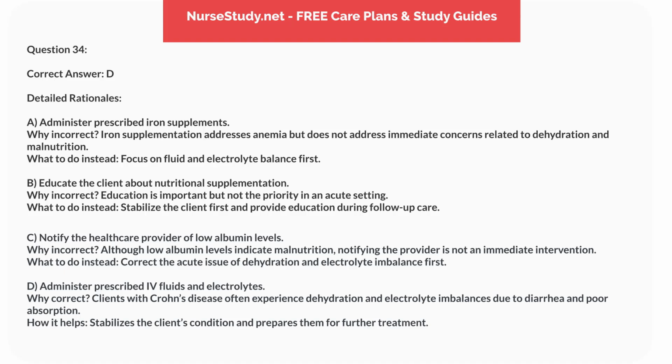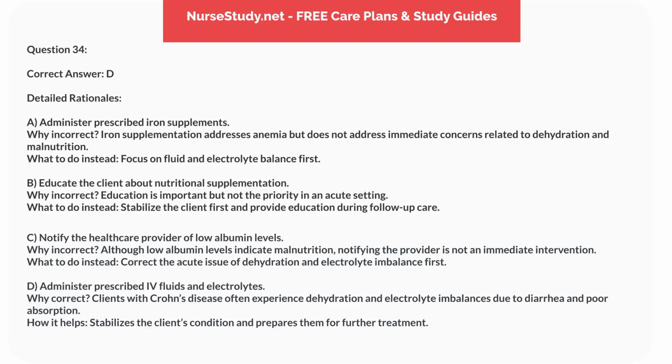A. Administer prescribed iron supplements. Why incorrect? Iron supplementation addresses anemia but does not address immediate concerns related to dehydration and malnutrition. What to do instead? Focus on fluid and electrolyte balance first. B. Educate the client about nutritional supplementation. Why incorrect? Education is important but not the priority in an acute setting. What to do instead? Stabilize the client first and provide education during follow-up care.